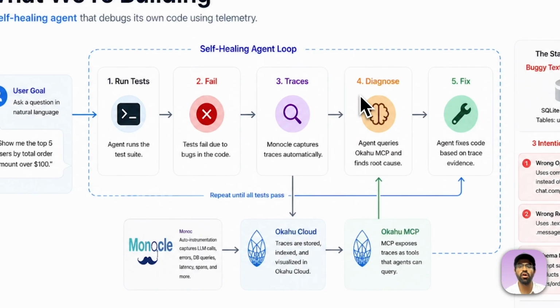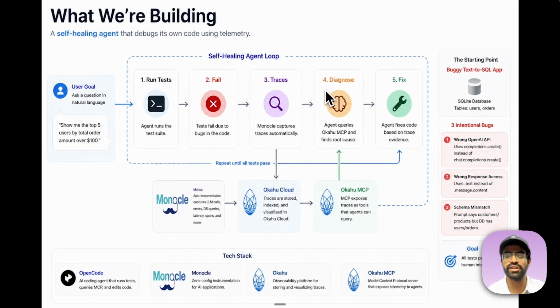This is the core idea of the video. We are not just asking an agent to guess the fix. We are forcing the agent to debug using traces. So the rule is no trace, no fix. If the agent cannot find the telemetry evidence, it should just stop. It should not hallucinate a solution.